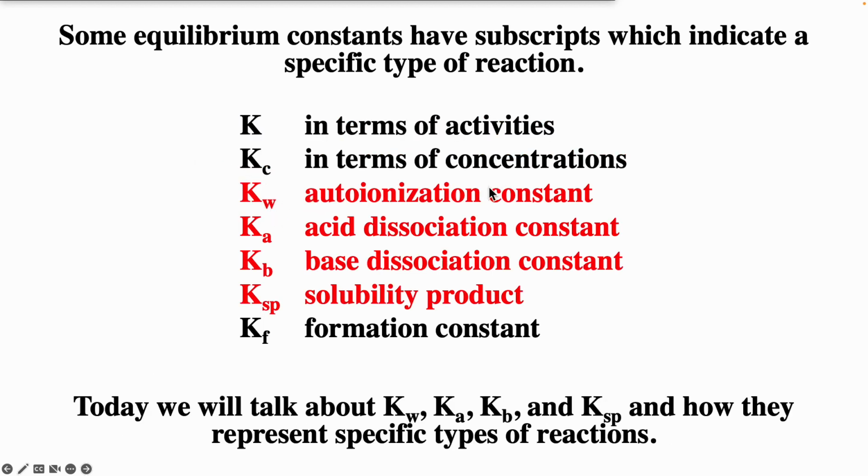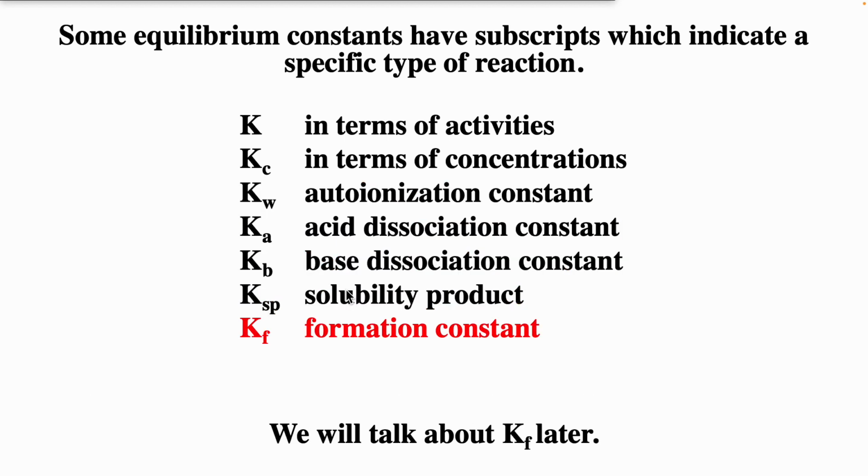Kw is the autoionization of water. Ka is acid dissociation of an acid. Kb is base dissociation of a base, obviously. KSP is a solubility product, and so that would be an ionic solid dissolving, and Kf would be the formation constant.